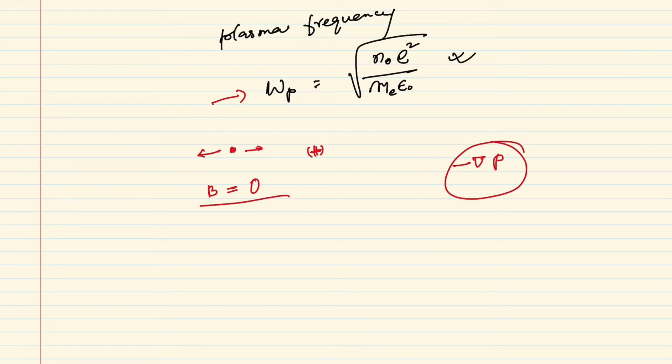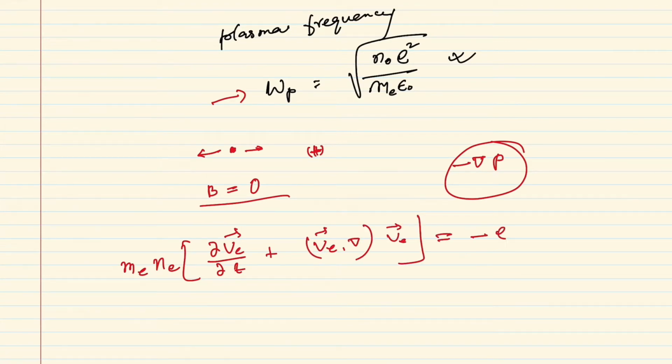The equation of motion of plasma fluid is this one: m e n e times del V e by del t plus V e dot del into V e, equals minus E n e. This is for electron, and we have taken only this equation. We haven't considered the other term because we have assumed only oscillation of the electrons. There was no thermal motion, no magnetic field.